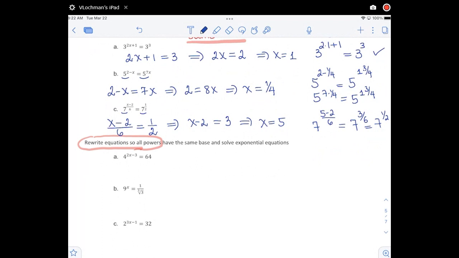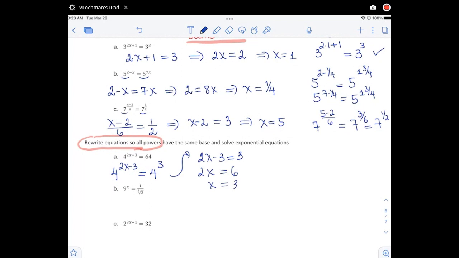We have 4 raised to the power of 2x minus 3 is equal to 64. So this is equivalent to 4 raised to the power of 2x minus 3 is equal to 4 raised to the third power. From here, this is 2x minus 3 is equal to 3, and easy to solve. Okay, x is equal to 3.